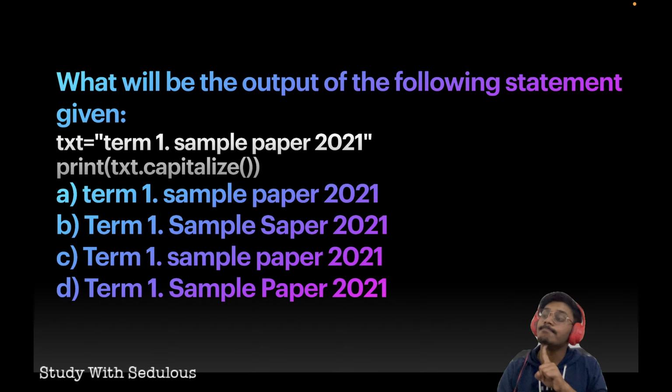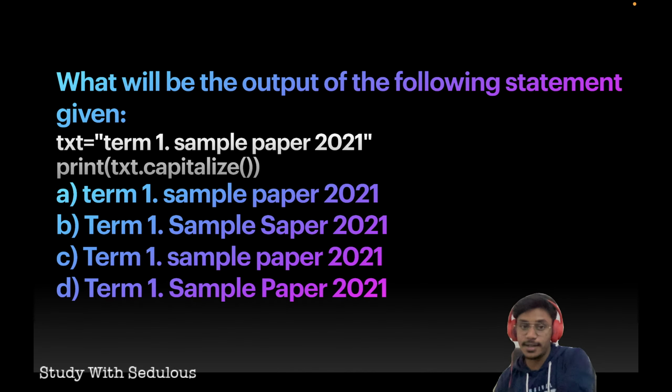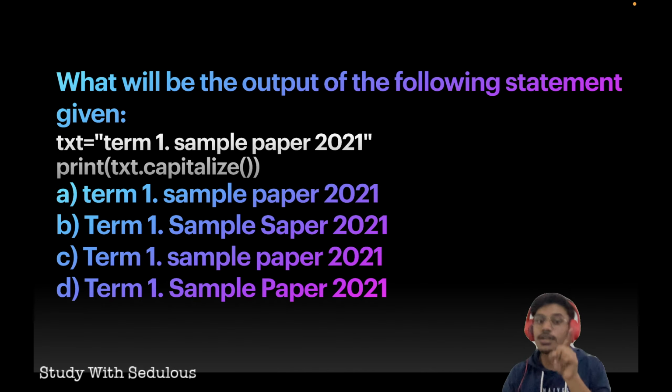Let me again tell you. Text dot what is it called? Title. text.title makes every first element after a space capitalized. That is, option B would be right if it was text.title. If text.capitalize was the thing, then it should be C. So our answer for this question is C.